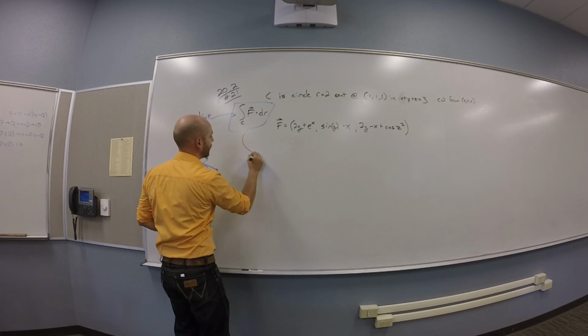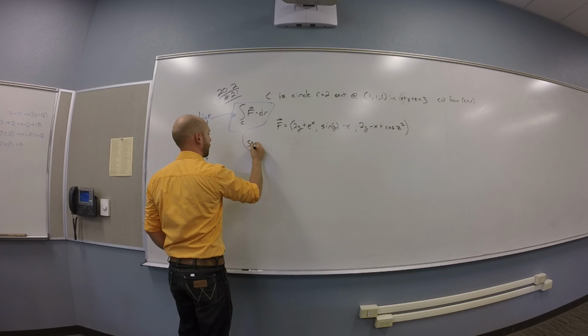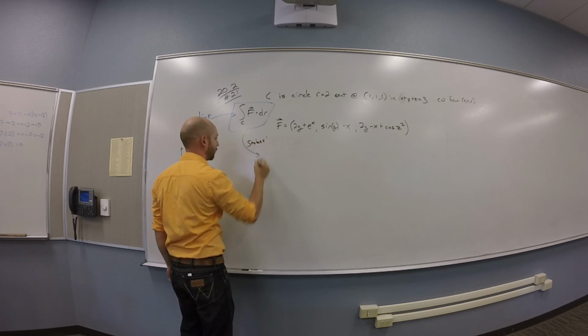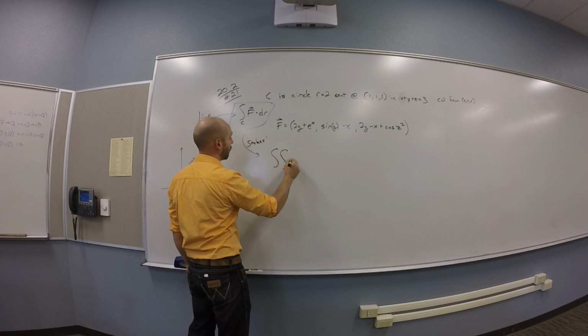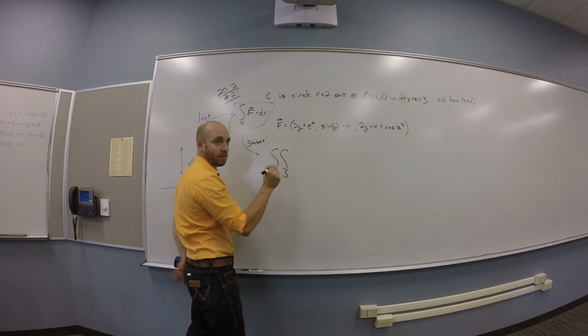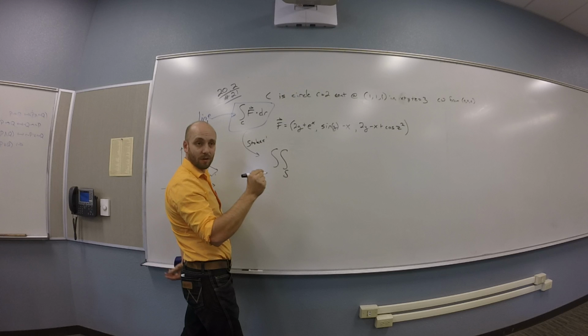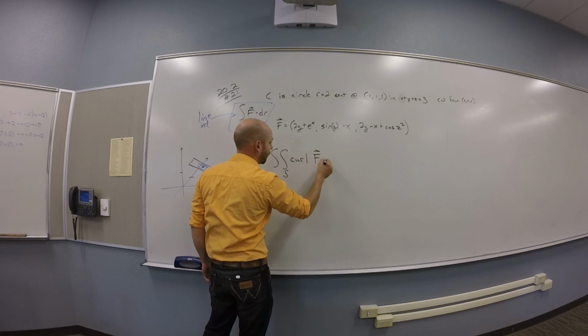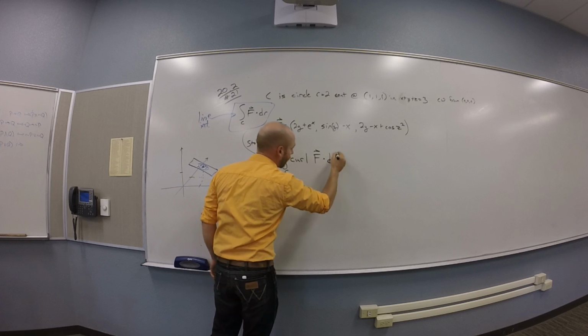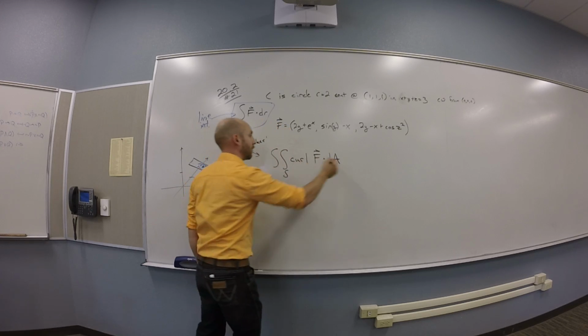I'm going to Stokes this. When I Stokes this, what does it turn into? A double integral over a surface, right? Of what? The curl of F dotted with d area. Curl F dotted d area. You guys good with that?